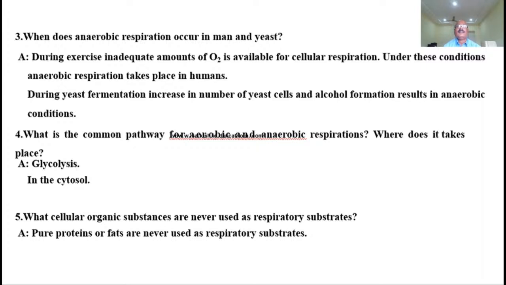Next, one more question. What is the common pathway for aerobic and anaerobic respirations? Where does it take place? The answer is glycolysis. It takes place in the cytosol. That means glycolysis is a common pathway for aerobic respiration and anaerobic respiration. As already explained, glycolysis means formation of two pyruvic acids from one glucose molecule. This was explained by Embden, Meyerhof, Parnas. That's why it is also called the EMP pathway. It occurs in the cytosol. So glycolysis is also called core respiration.